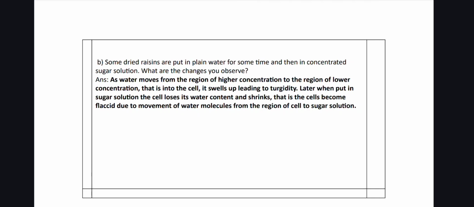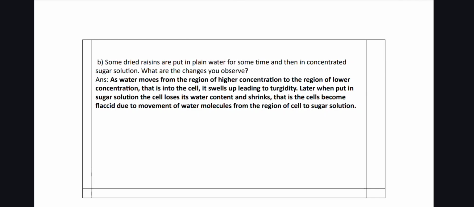do you have more water in that? No, not at all. So what happens? The water moves from the region of higher concentration to the region of lower concentration, that is into the cell. It swells up, leading to turgidity. Understood? So in the bowl you have more water, so that concentrated water will move towards the region of lower concentration, which is inside the cell of the raisins, and it leads to swelling of the raisins, leading to turgidity.